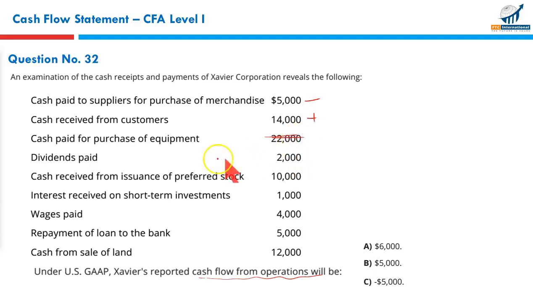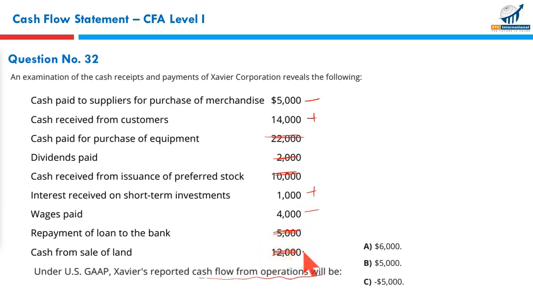It is not operating cash flows. Dividends paid is financing. Cash received from issuance of preferred stock, financing. Interest received on short-term investments, yes, under US GAAP it's considered an operating inflow. Wages paid, outflow. Repayment of bank loan, it's a financing outflow, not to be considered here. And cash from sale of land, it's an investing inflow.